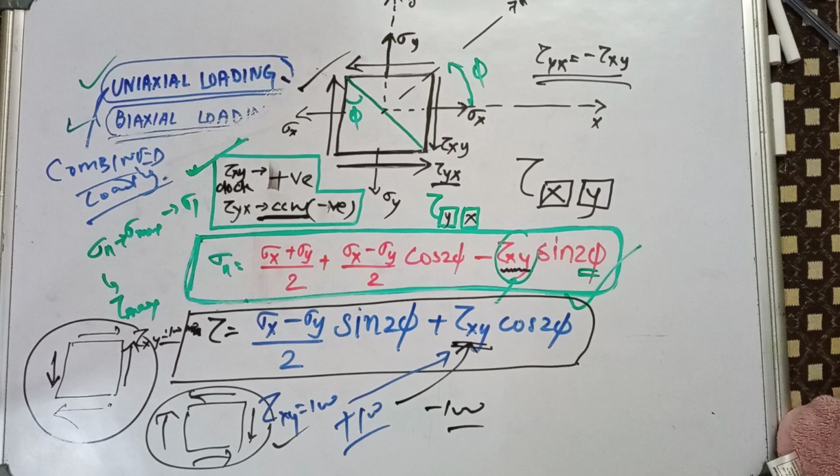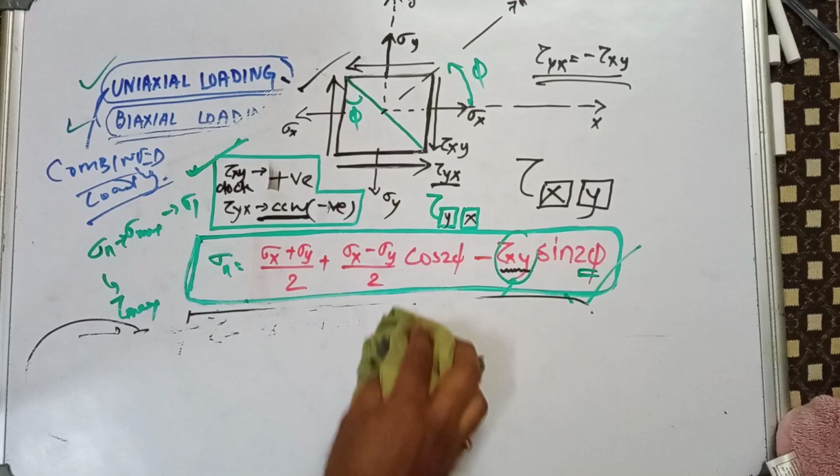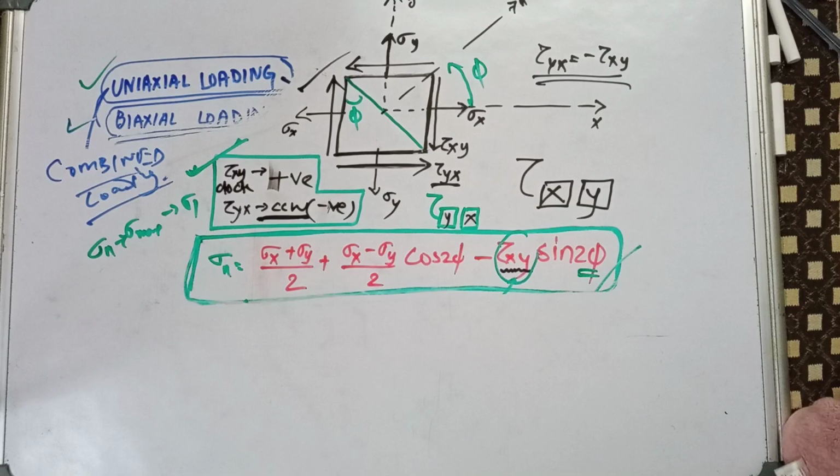These things will become more and more clear when I explain Mohr's circle to you, because I need to take help of these formulas only. Now, will you be able to find the plane where the normal stress is maximum? And the plane where the shear stress will be maximum? Definitely it is possible. Why not? Suppose this is the equation you derived for the normal stress.